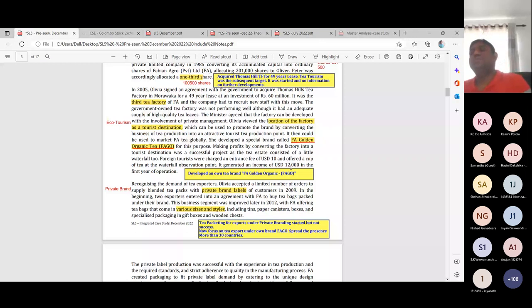They can even go with a hotel project. So within the plant itself, they can construct a hotel. Then they can earn more money. So that may be a possible option in the future.